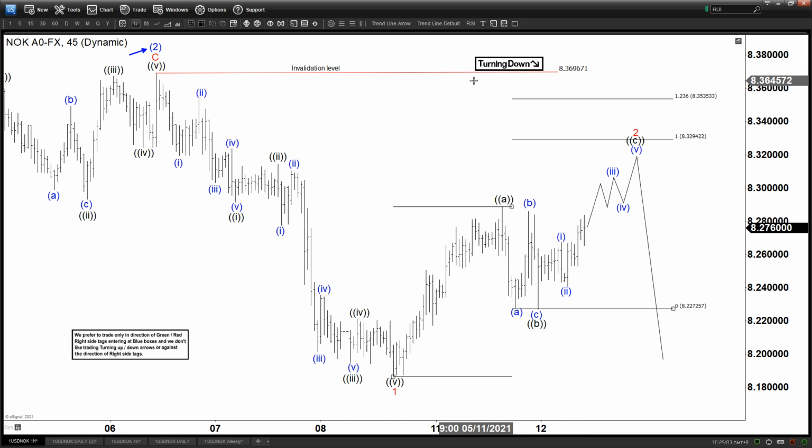Okay, and here turning down means there is not yet any sequence. And let's take a look why this is a black and what could be other alternatives and so on.